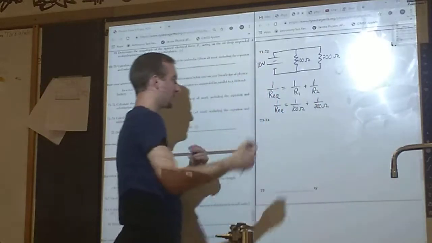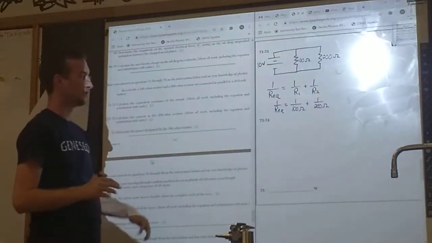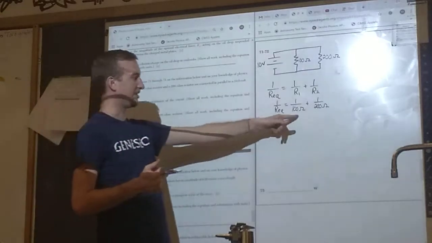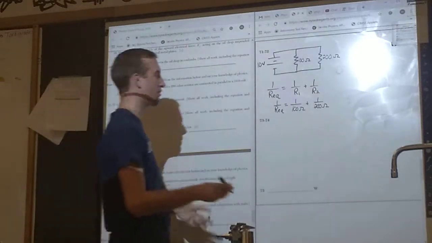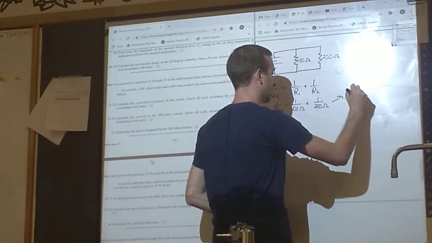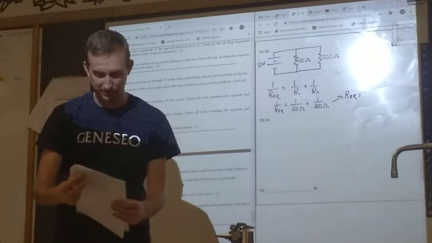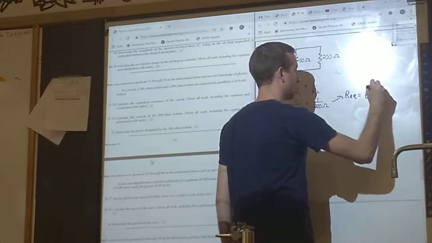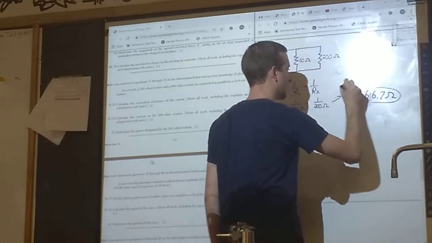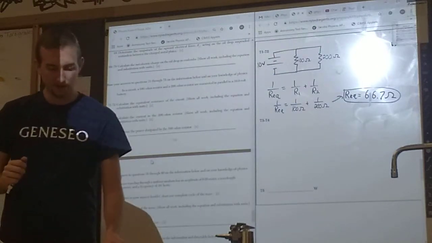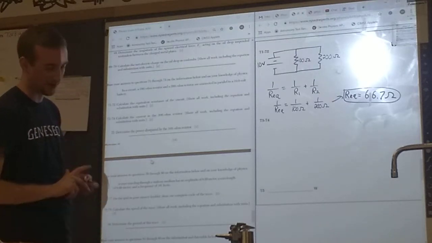You can do this a number of ways. You could turn these into decimals right now, add them together, take the reciprocal. You could do some sort of cross multiplication, or find the least common denominator. I won't go through the math, but you need to make sure that you get an equivalent resistance of 66.7 ohms. Okay, that is the equivalent resistance here. There are probably other ways to do it, but that's probably the easiest way.